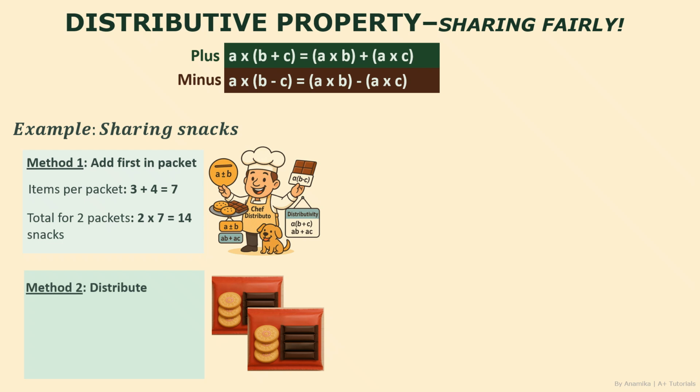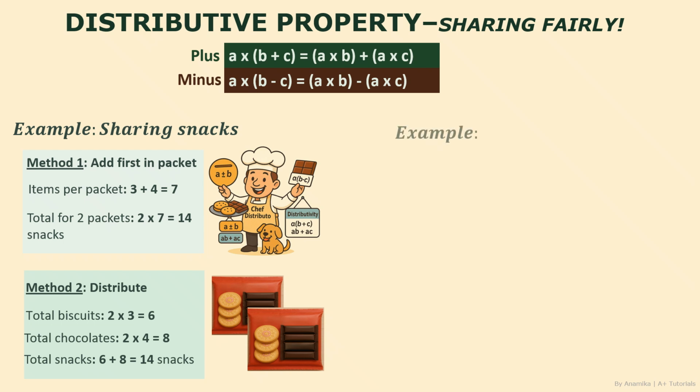Let's count biscuits and chocolates separately. 2 into 3 equals 6 biscuits and 2 into 4 equals 8 chocolates. So 6 plus 8 equals 14 total snacks. Same result. That's the distributive property in action.